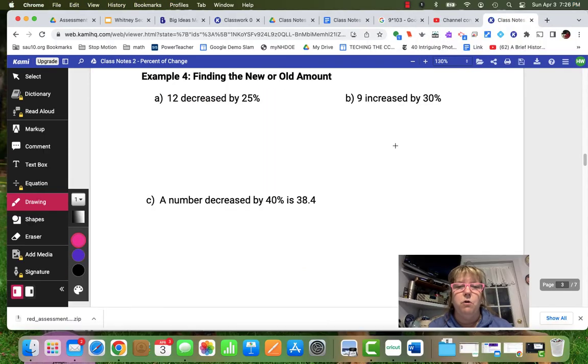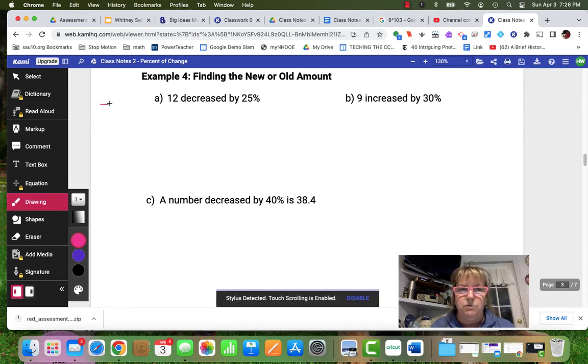So, finding the new or old amount using a percentage. The previous examples were all about percent of increase or percent of decrease. Well, what if you knew where you started from and that you're decreasing by 25%? So what is the new amount? There's a way to look at this that helps you figure this out. We're, of course, going to use a proportion to solve this.